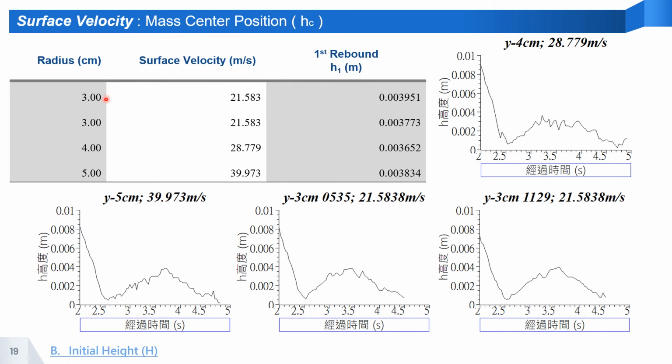From radius 3 to 5, we measured the different surface velocity from 21 meters per second to 39 meters per second. So in this case, we can see from 20 meters per second to 40 meters per second, the rebound height basically remains the same and doesn't change much. So these four are their data converted into plots respectively.